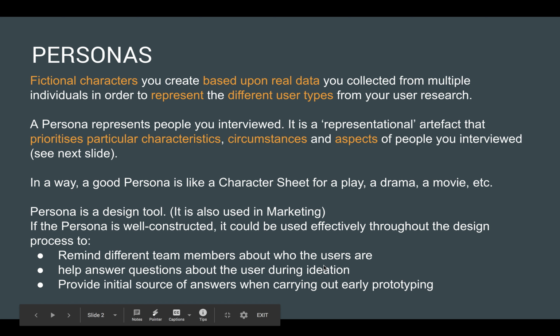So I've talked to you about what it looks like and what are the general things that people put into the persona, how you might lay it out, and what to avoid. Okay, so let's go back to what personas are.